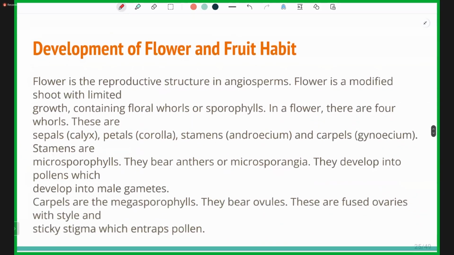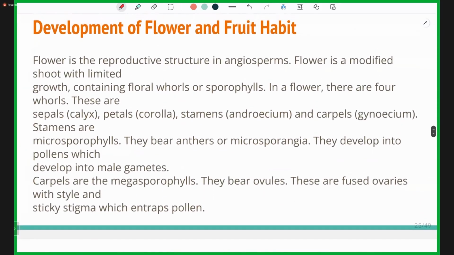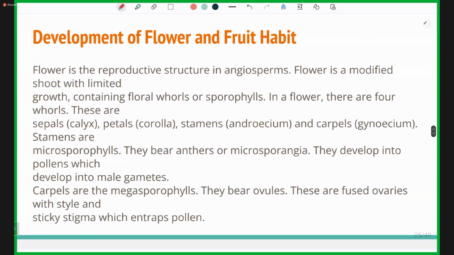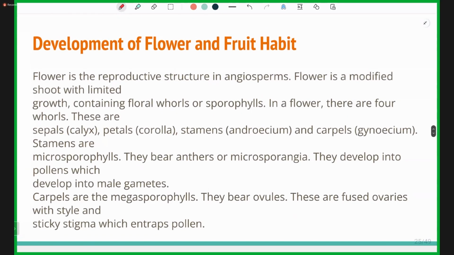Development of flower and fruit. Now, development of flower as well as fruit was also a major characteristic of angiosperms, because none other than angiosperms, any other plant is not bearing flower or fruit.